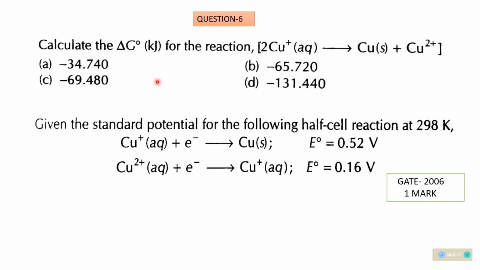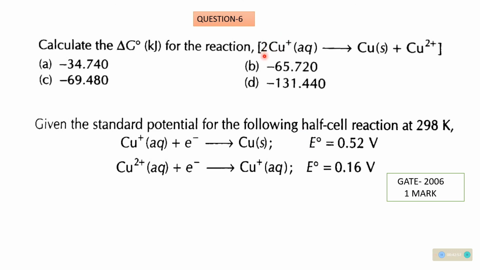Del G0, we saw that for the two reactions, del G0 means minus nF E0 cell. For these reactions, the standard reduction potentials of the two half cells are also given. Copper plus accepts one electron, and Cu2+ accepts one electron to become copper plus. These two are reduction reactions, and these are their reduction potentials.